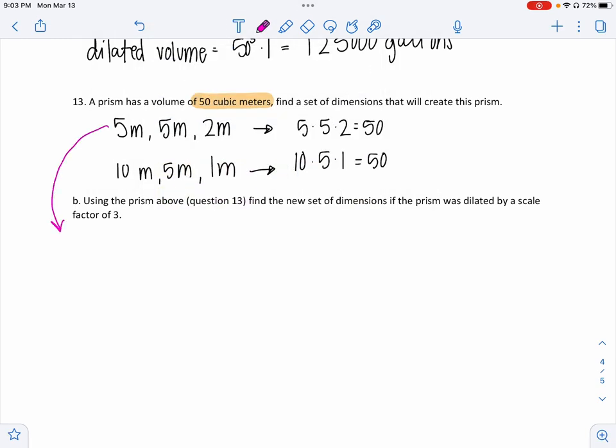Using the prism above in question 13, find the new set of dimensions if the prism was dilated by a scale factor of 3. So you're just going to multiply each of these by 3. So 5 meters times 3, 5 meters times 3, and 2 meters times 3. Since it's just a length, it doesn't need to be squared or cubed or anything. So 15 meters by 15 meters by 6 meters.